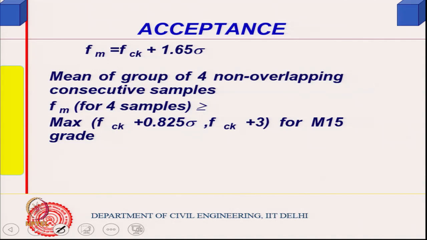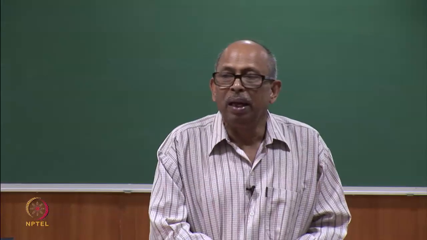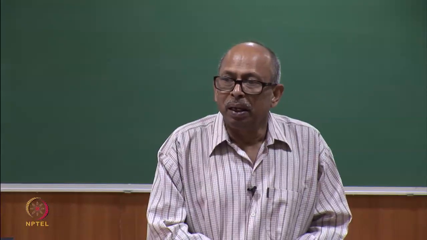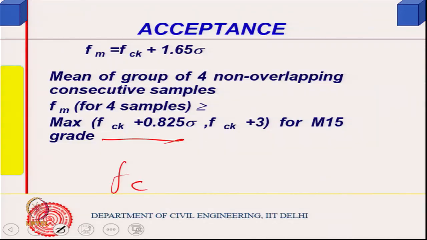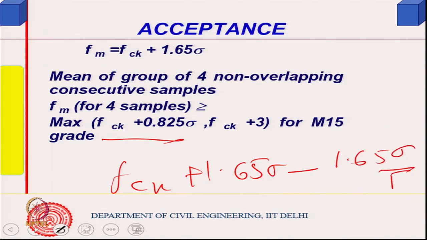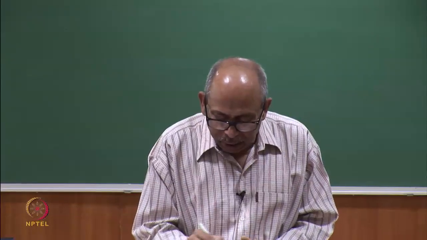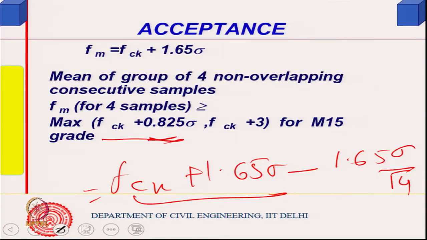Mean of 4 samples should be greater than this, FCK plus 0.825 sigma, because FCK plus mean is FCK plus 1.65 sigma minus 1.65 sigma divided by 4, because this is mean minus. So, 95% of the time this should be greater than this value. So, that is why this 0.825 sigma comes in. Okay, forget it, this part I am not interested in telling you in this class, right.